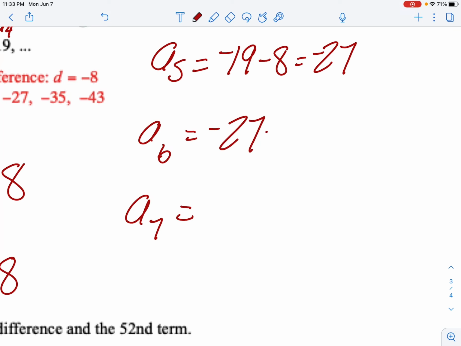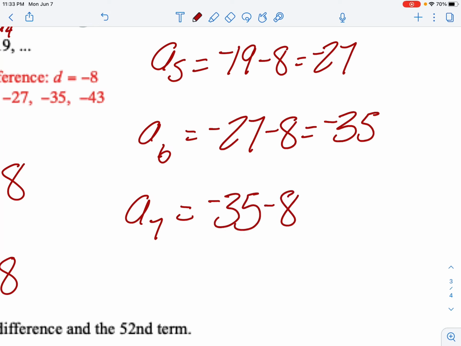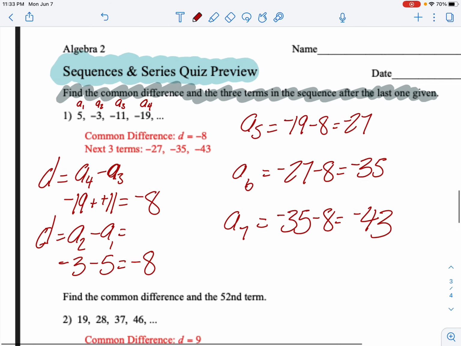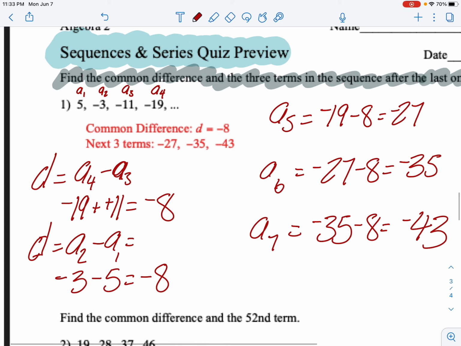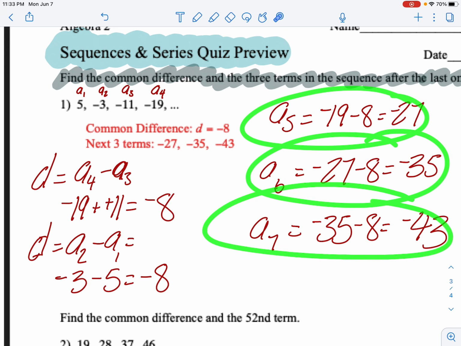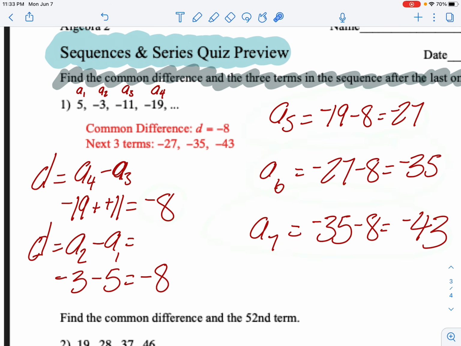For the sixth term, I'm going to take negative 27, and the common difference is minus 8. Same signs, I add, and 27 is bigger. And the seventh term, again, I take the term before. Common difference is negative 8, and I get negative 43. And there we go. We have our three terms and we have our common difference. And that's number 1.